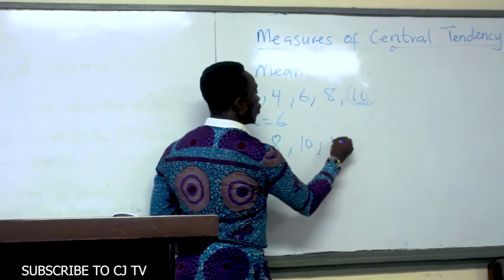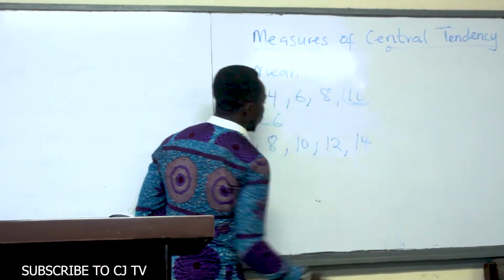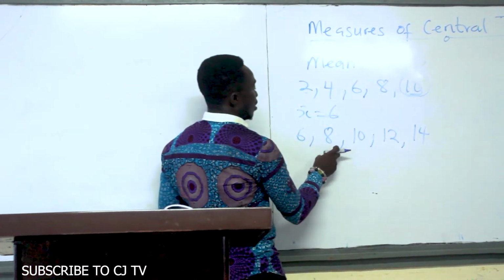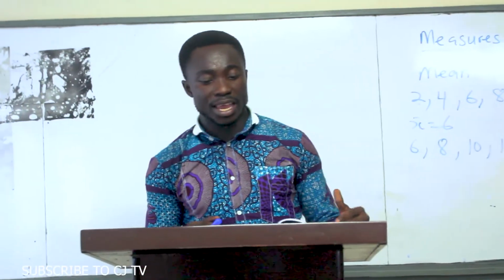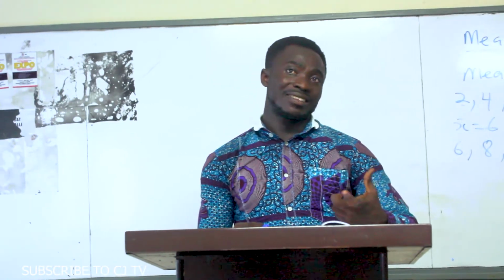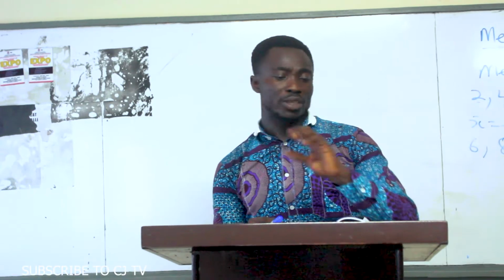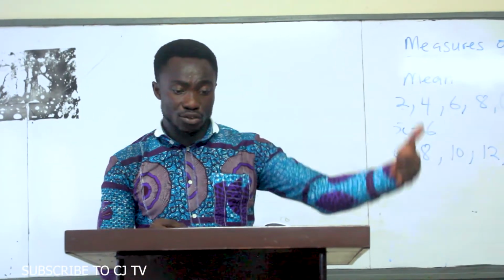8 plus 4 will give you 12. And 10 plus 4 will give you 14. So these are the new scores. Now, to find the mean, whenever it happens this way, you don't need to calculate, because it's a constant that is added across board. So the old mean plus the constant will give you the new mean.